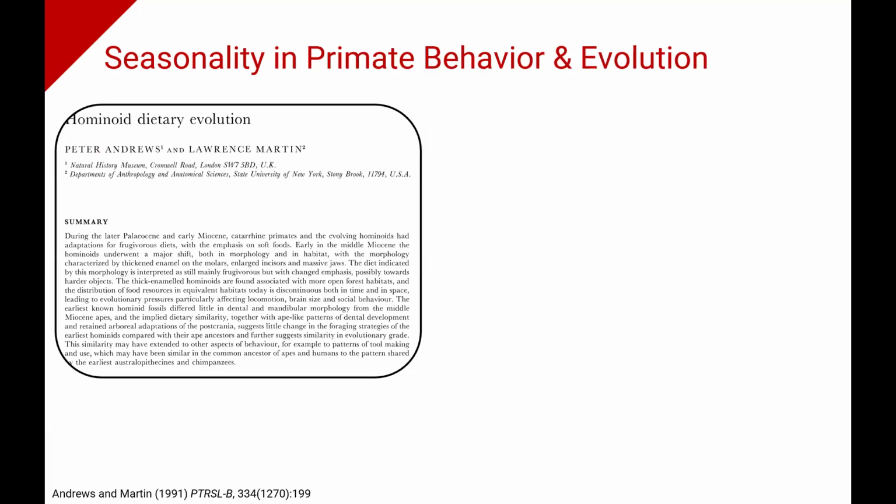There has been a very long and wonderful commentary on the potential role of seasonal ecology and water availability in driving hominid and primate evolution. This is a paper from Peter Andrews and Lawrence Martin arguing, using Afropithecus, for instance, that it's possible that dry forests may have driven special aspects of thick enamel and ape ecology in the early Miocene.